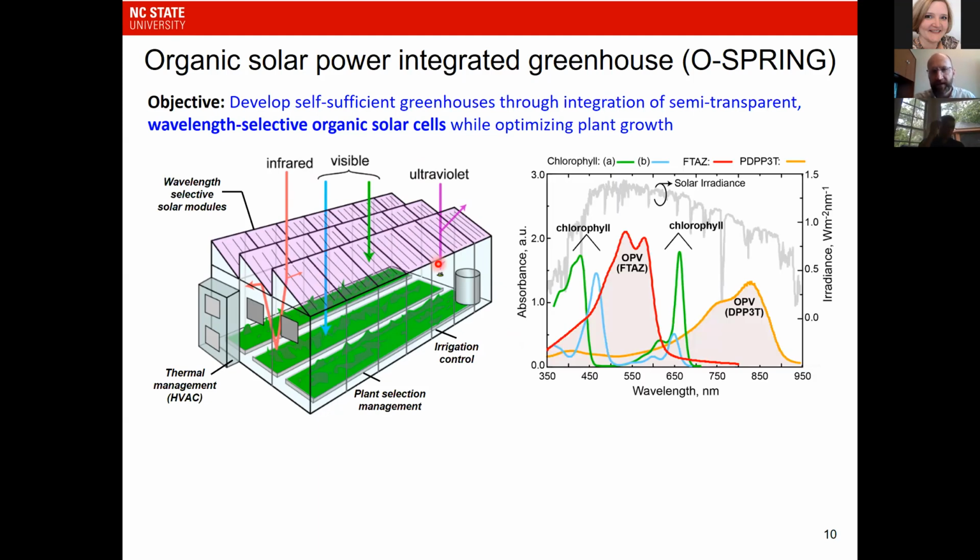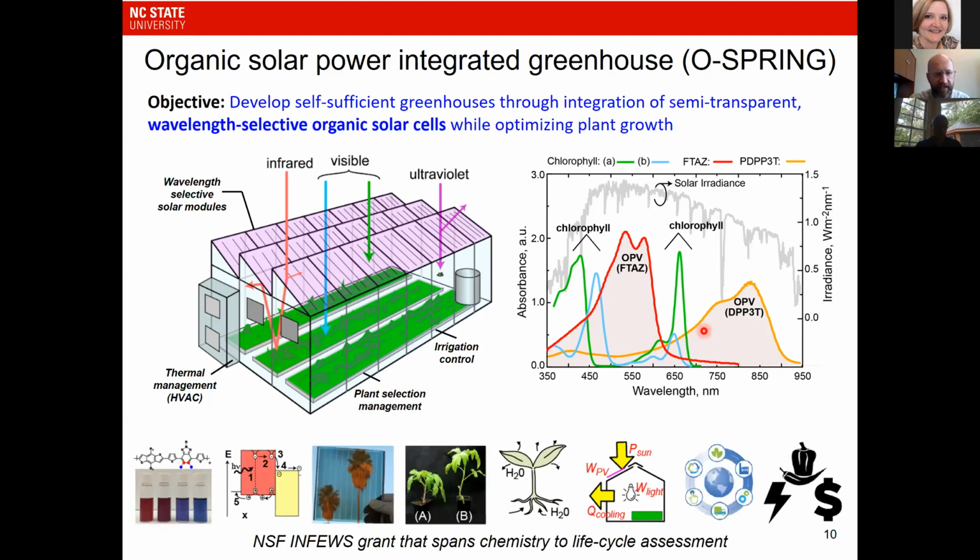And so if we look at this from a spectral perspective, here's the solar spectrum, the radiation. Chlorophyll, which the plants primarily use for photosynthesis, has very specific absorption around 450 nanometers and 650, so in the blue and the red, and hence the plants look kind of green. So can we let light through that the chlorophyll can see, but then have organic solar cell materials that absorb in these pockets that the plant might not necessarily need.